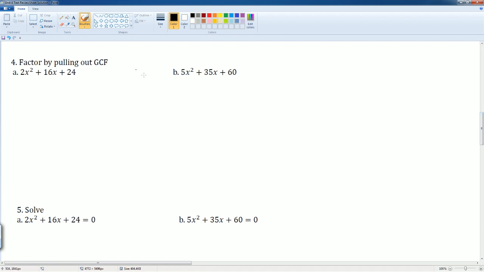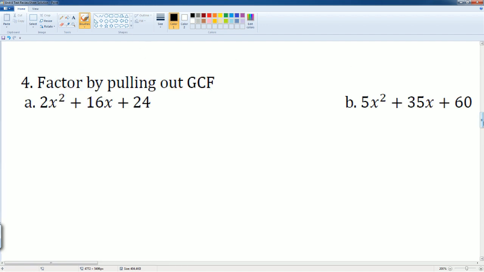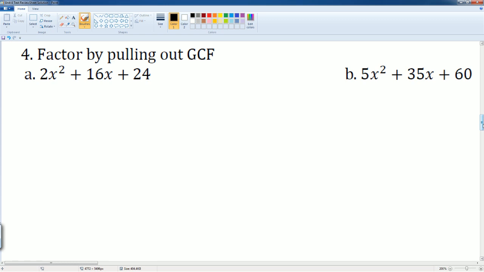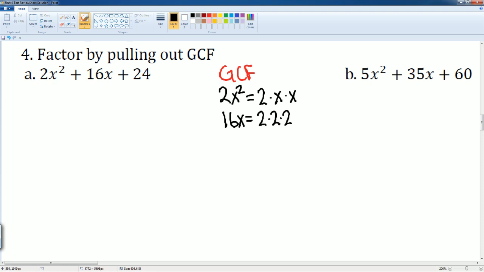Number 4 asks us to factor by pulling out the GCF. So let's do that. The GCF is the greatest common factor. To do that, we can just expand out each term. So 2x squared is equal to 2 times x times x. Then we have 16x, which is 2 times 2 times 2 times 2, which is 16, times x. Then we have 24, which is 2 times 2 times 2 times 3.